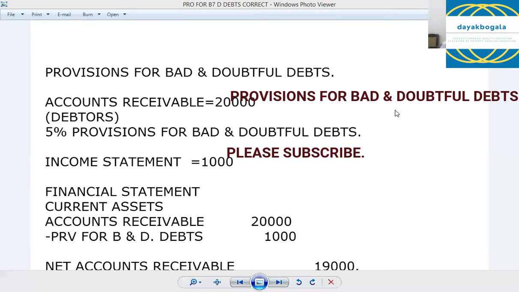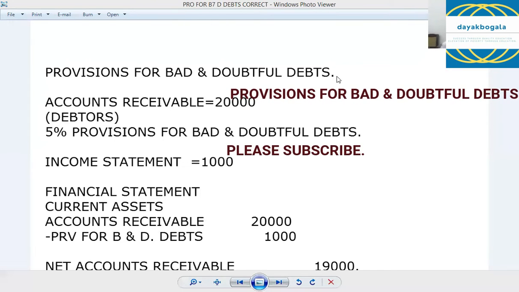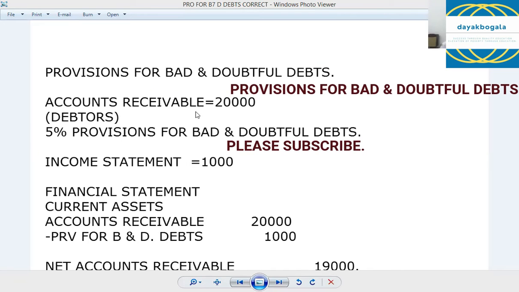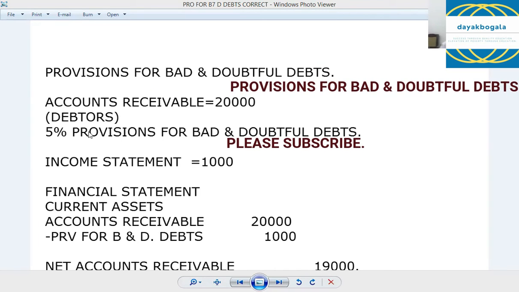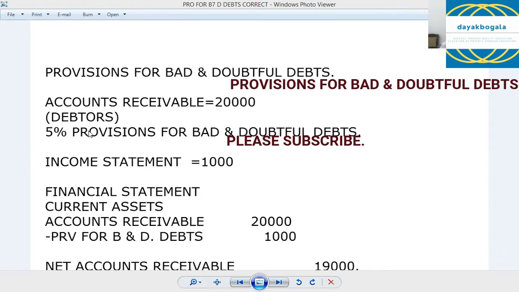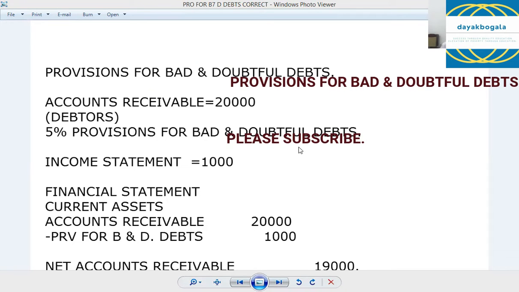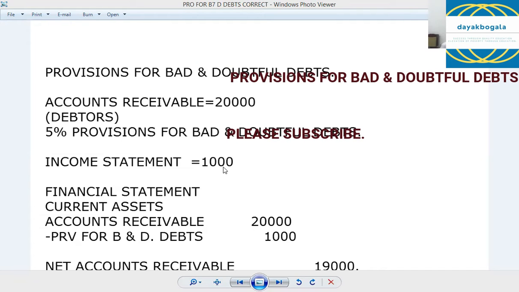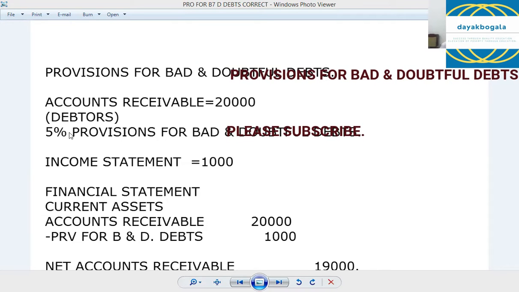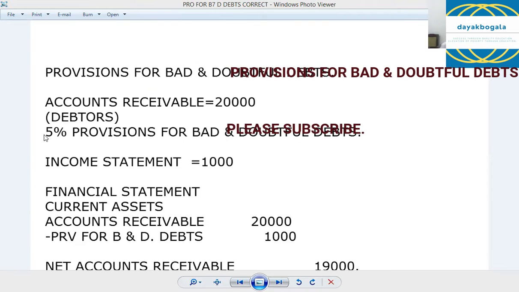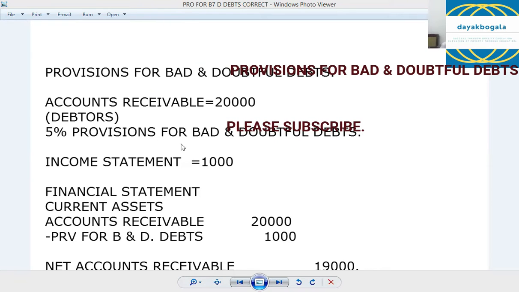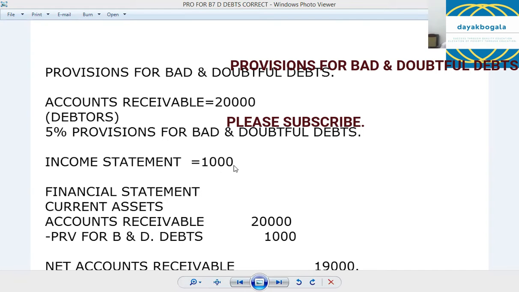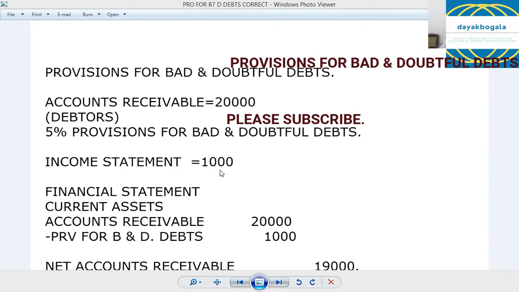Now, in this example, the accounts receivable, that means debtors, of a business organization is 20,000. Debtors 20,000. The practice is 5% provisions for bad and doubtful debts. Under the income statement, 20,000 into 5% will be 1,000. Under office and administration, or under sales and distribution, we can put provisions for bad and doubtful debts, 1,000.